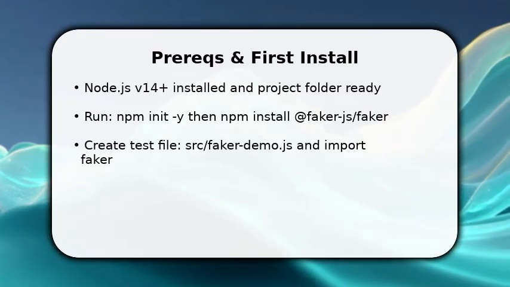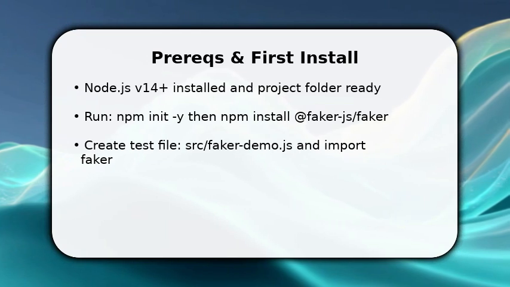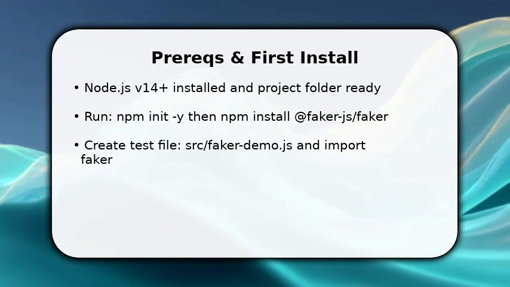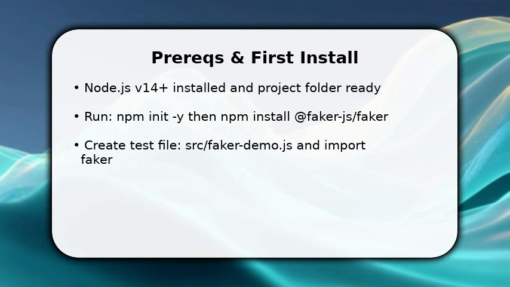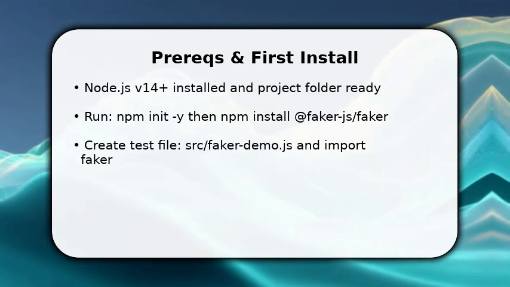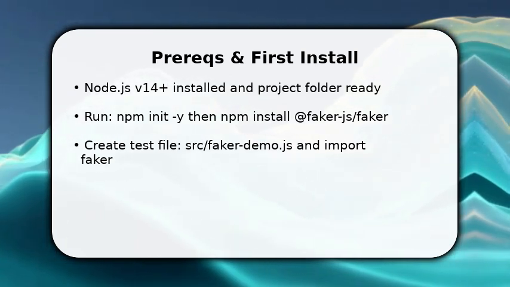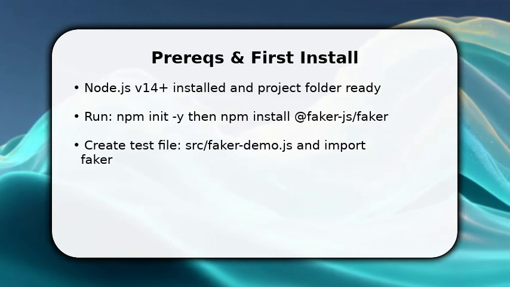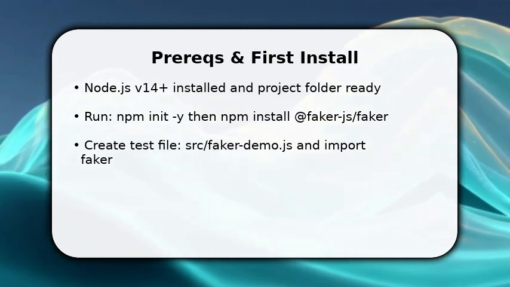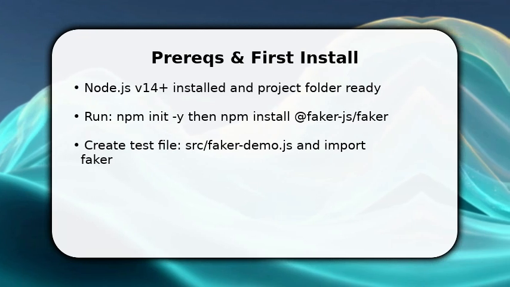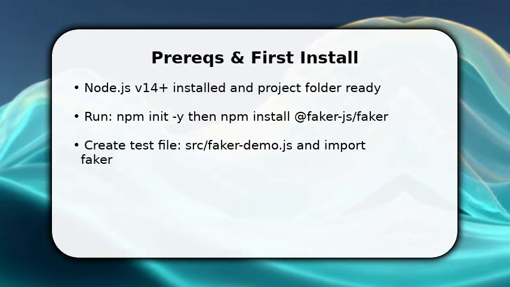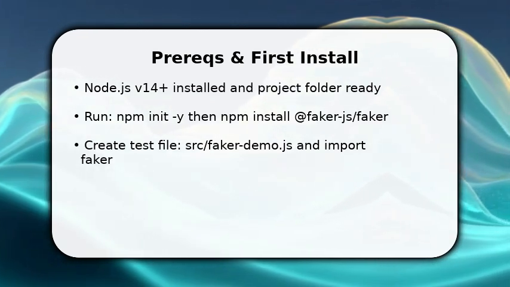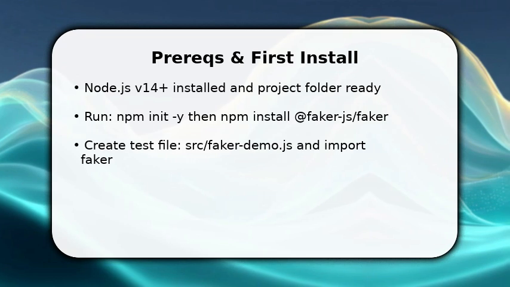You start by confirming Node.js and a project folder. This avoids environment surprises. Once done, run npm init to scaffold and npm install @faker-js/faker so you have the library locally. Then create src/fakerdemo.js and import the specific functions you need. Doing this narrows bundle size and speeds execution.